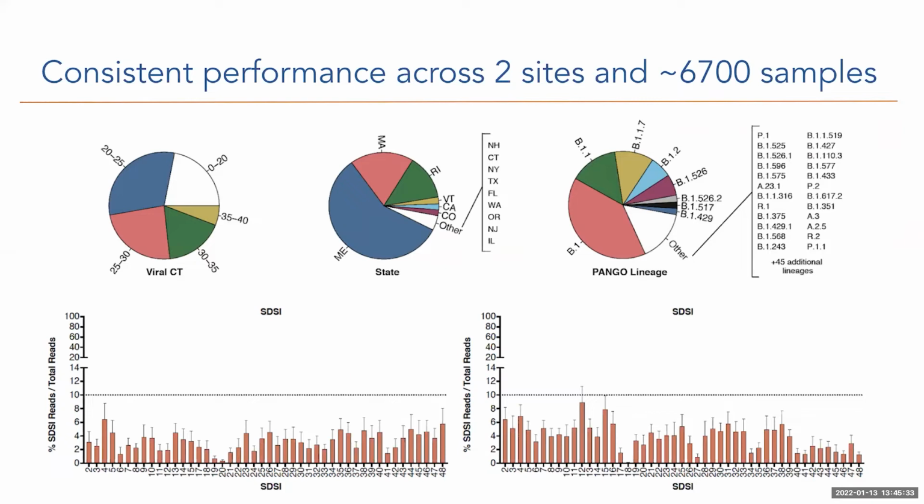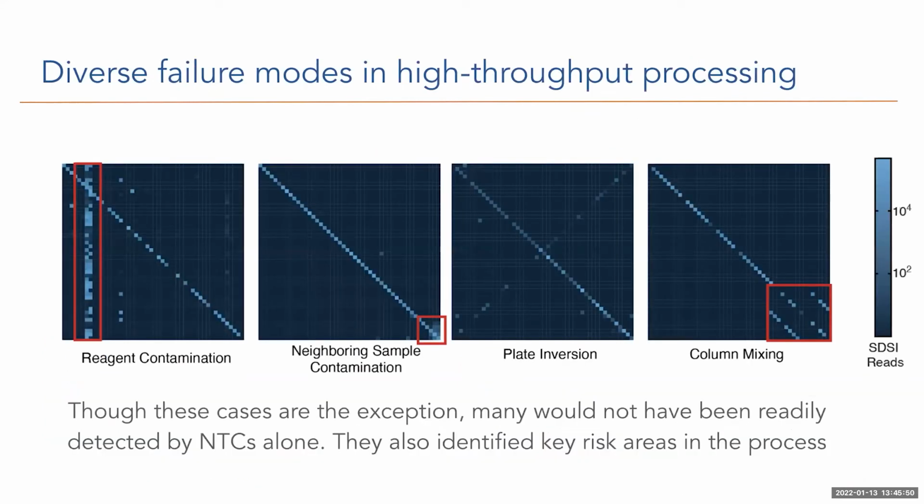And so this was just part of our routine sequencing surveillance that we dropped these into, but they were performing pretty well across all these different variables: different submitting labs sending us samples from different processing methods, different sample types, and all sorts of different things like that.